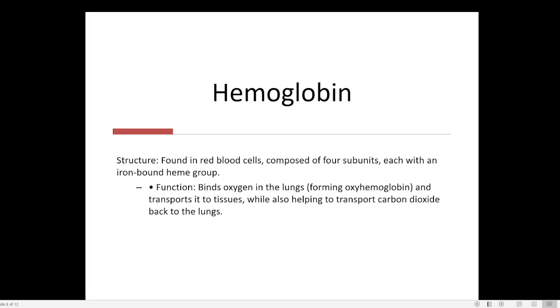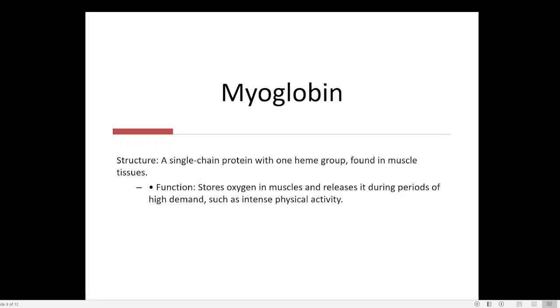Hemoglobin is present in RBC, and it has four units, with an iron compound, the heme group, present at the center. That is how the structure of hemoglobin is, and as for its function, it binds with oxygen forming oxyhemoglobin, and it will be transporting it to various tissues. Similarly, it is also transporting carbon dioxide back to the lungs. This is the main function of hemoglobin.